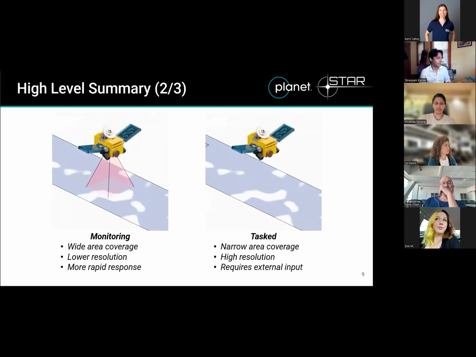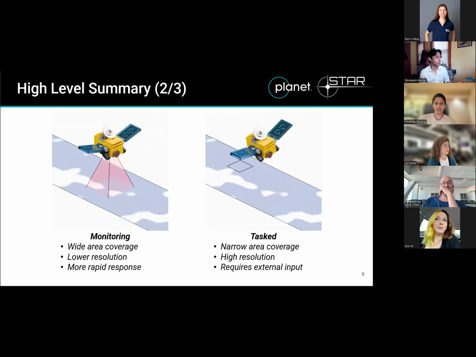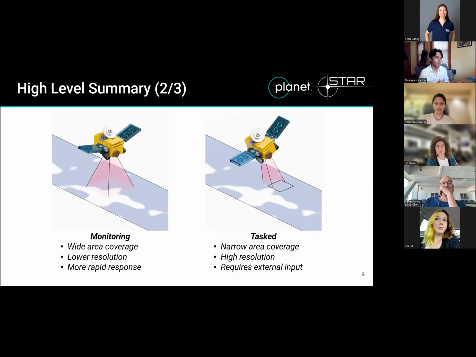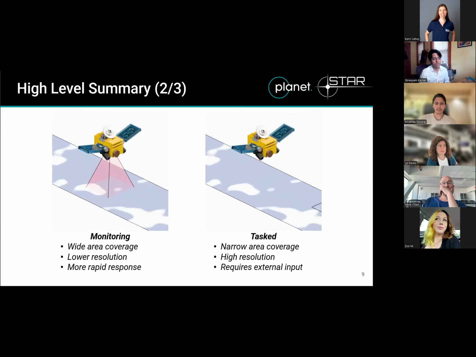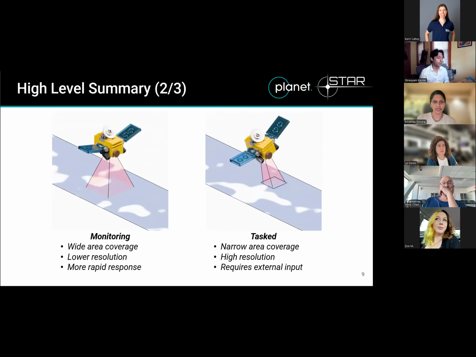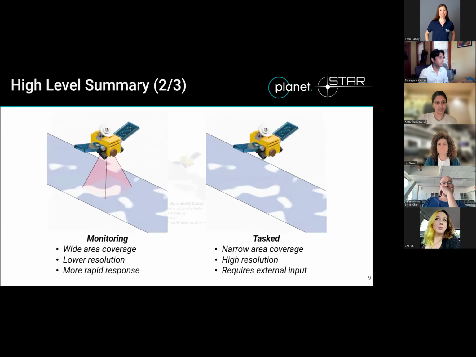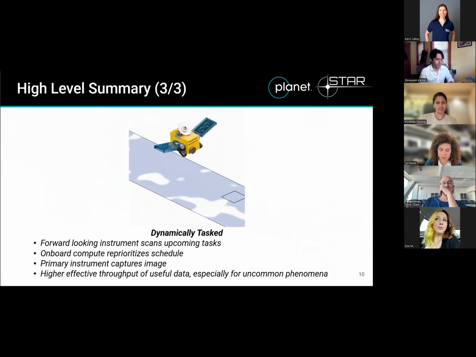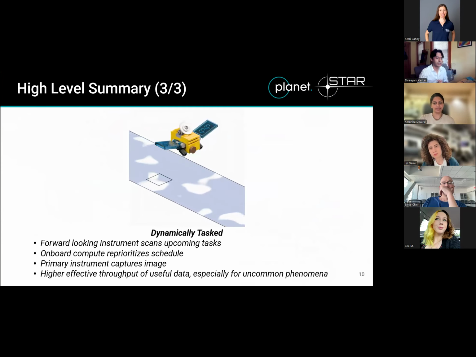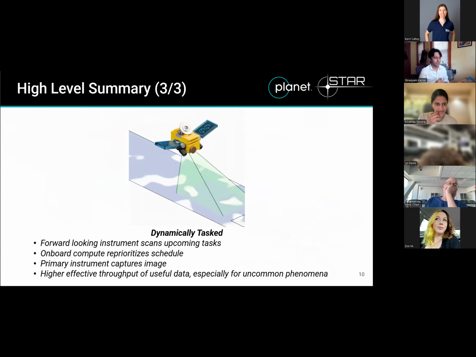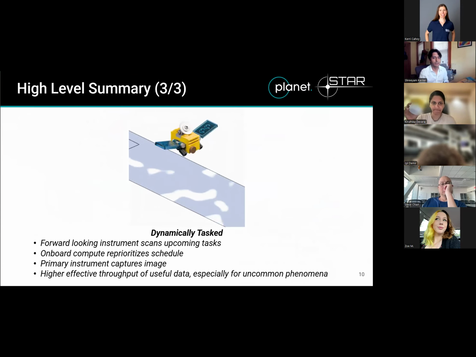So a monitoring mission has a very wide area coverage, but a slightly lower resolution, but because it's imaging all the time, it has a slightly more rapid response. In contrast, the task mission has a narrow area coverage and higher resolution because of all the data budget considerations, but it requires external input to direct tasking. What I'd like to get to is something called a dynamically tasked mission, and in this case, I have it such that a forward-looking secondary payload scans upcoming tasks, an onboard compute system reprioritizes the schedule, and the primary instrument then executes that reoptimized schedule and captures its resulting imagery, and ideally this results in higher effective throughput of useful data, especially for uncommon phenomena.